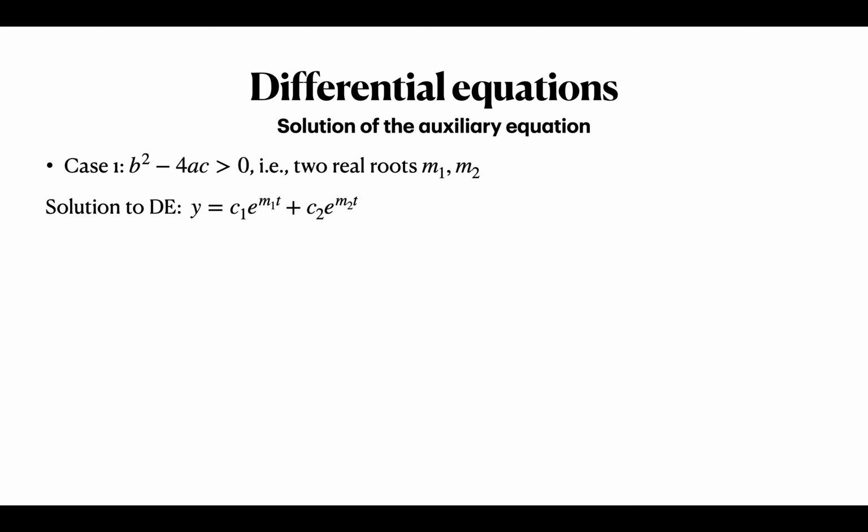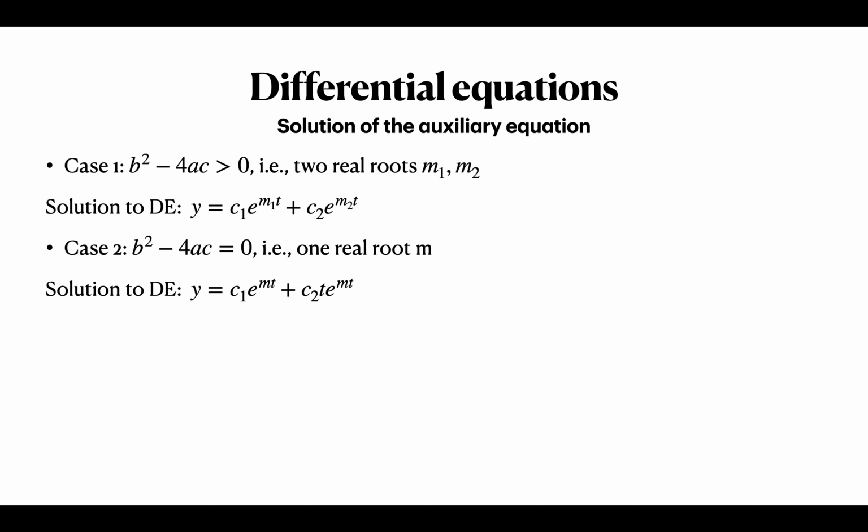All right, suppose b squared minus 4ac is equal to 0. Then you have only one real root. There's only one solution to your quadratic equation. And you have to remember what the form of the solution to the differential equation is: c1 exponential mt plus c2 t exponential mt. So there's an extra t term popping up when you have only got one real root.